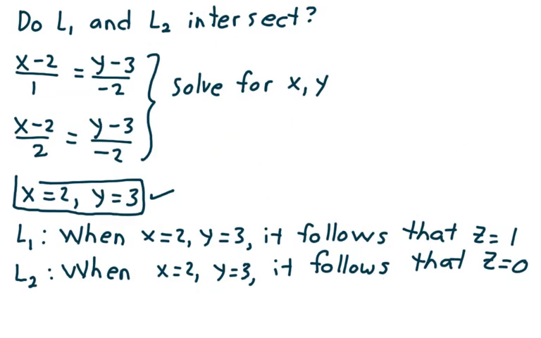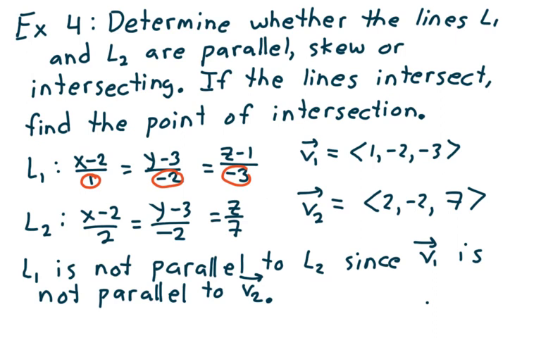So when we come over here, now when x is 2 and y is 3, it's going to follow that z equals 1. So notice, when x is 2, 2 minus 2 is 0. When y is 3, 3 minus 3 is 0. And when I solve for z, basically I'm taking z minus 1 and setting it to 0. The denominator won't make any difference in this context. And so it's going to naturally follow that z equals 1.